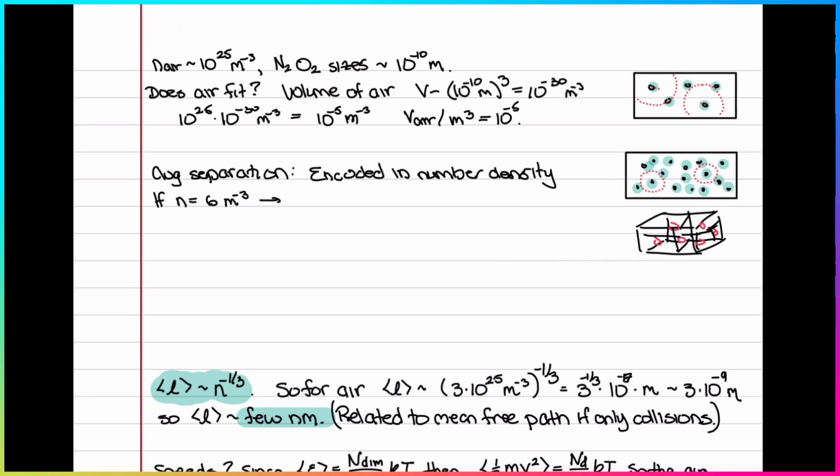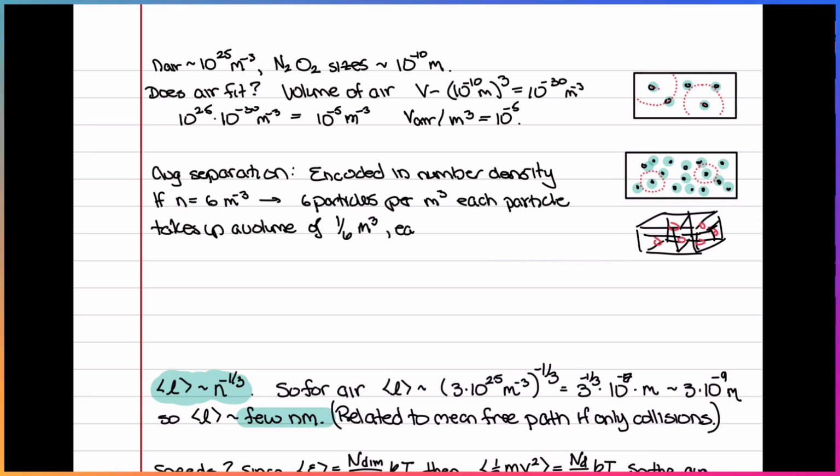So if n equals 6 per meter cubed, then on average there are 6 particles per meter cubed. Or you might think that each particle takes up a volume of about 1/6 of a meter cubed. Remember, that's not saying that the particle is that big. It's saying that if you have 6 particles and you want to break this volume into 6 equal compartments that fill up the 1 meter cubed, then each particle gets a compartment that's 1/6 of a meter cubed.